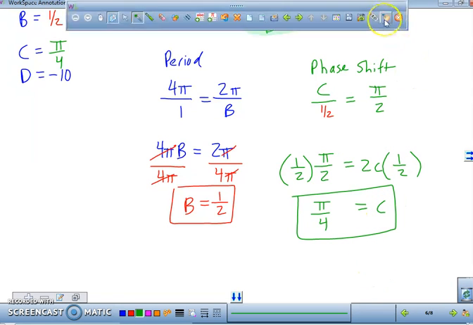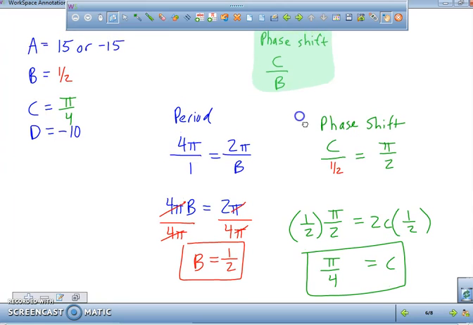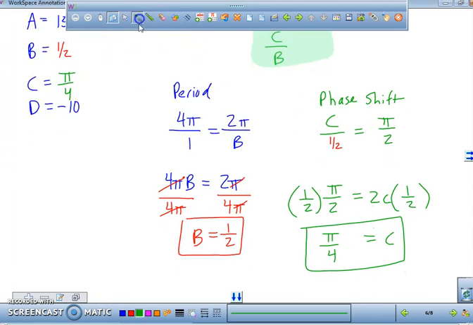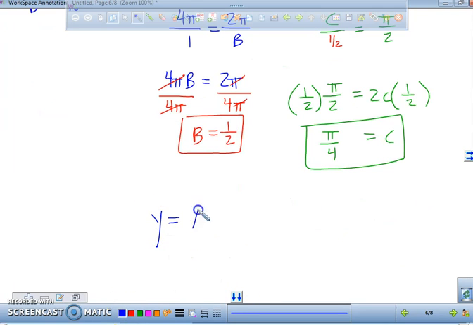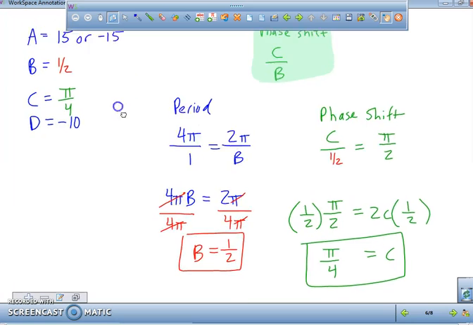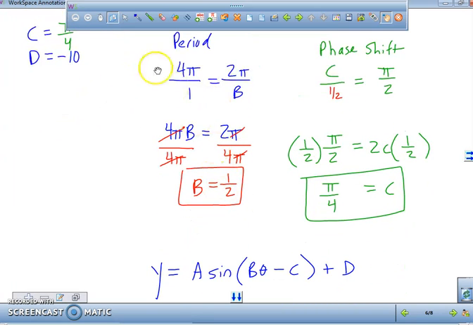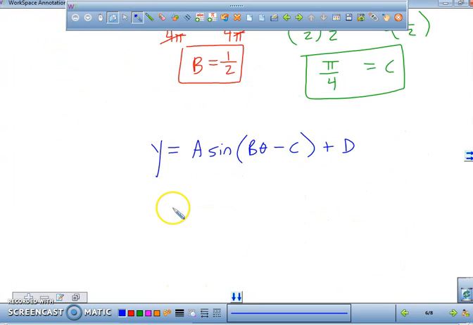So right now we're going to write our final answer with all of our numbers. We're going to put 15 or negative 15. I'm just going to use the positive 15 for our final answer. So remember, it's y equals A sine, open parentheses, B theta minus C, plus D. So what was our A value? We could choose a 15 or a negative 15, so I'm going to choose the positive 15.